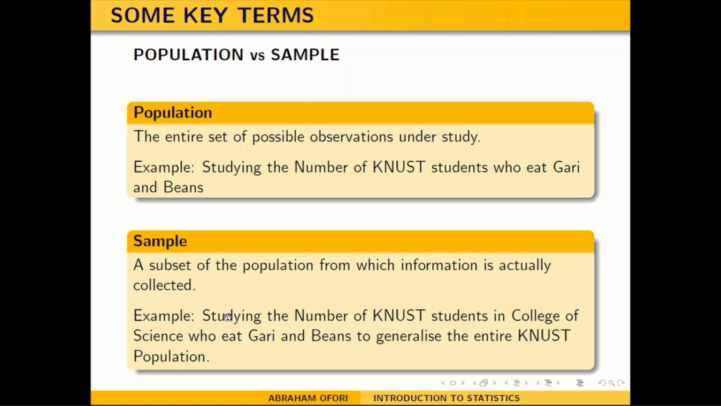Here, an example in regards to the population is studying the number of Kenya University students in the College of Science who eat gari and beans, to generalize to the entire Kenya University population. So if I take only College of Science students out of Kenya University and study them, then I use that to generalize Kenya University as a school. Then the College of Science students become what? My sample. The part that I took from the population becomes my sample, right? Very, very easy. Okay, let's continue.